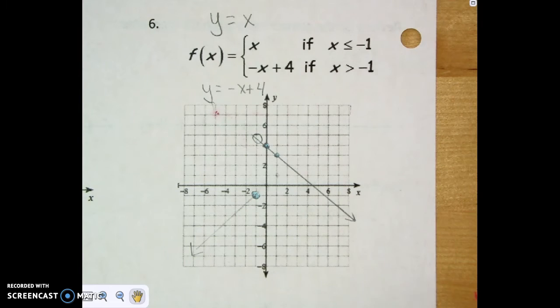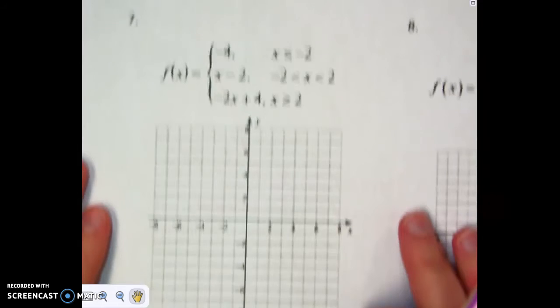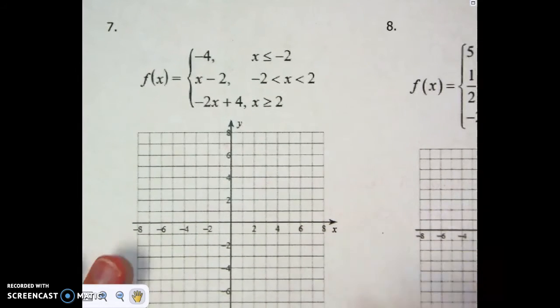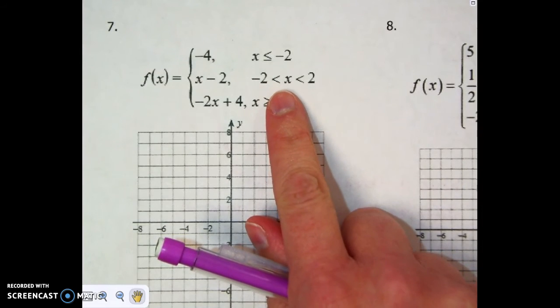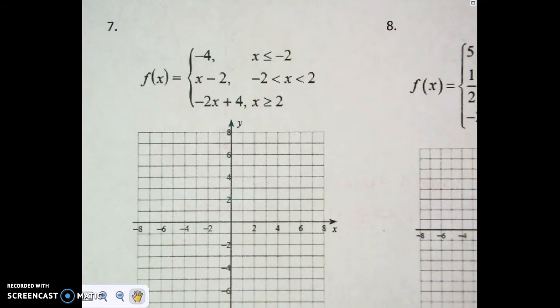Okay, well, the good news is 7 and 8, you get to do it 3 times. Okay, now the tricky part here, and I'll do these with you. This one right here for the middle one, where it says -2 is less than x, which is less than 2, that basically means x is between -2 and 2. Okay, and we'll get to that.